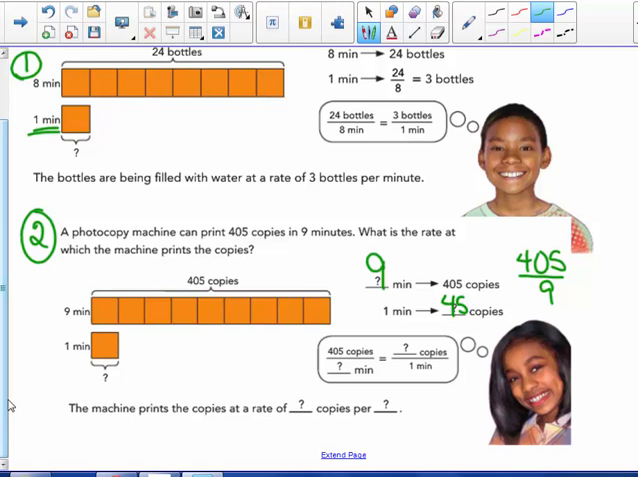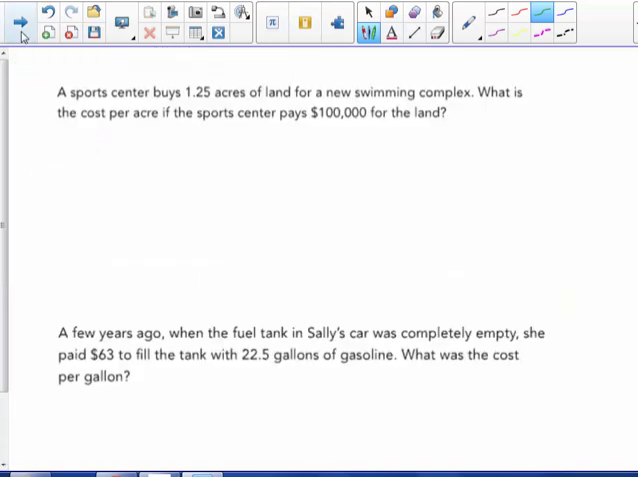So 405 copies in 9 minutes, 9 bars drawn here, by the way. What would it be for 1 minute? Divide by that 9, you're going to get 45 copies per 1 minute. So the machine prints the copies at a rate of 45 copies. There's one label. Per 1 minute. There's your second label. Rates always have two labels.